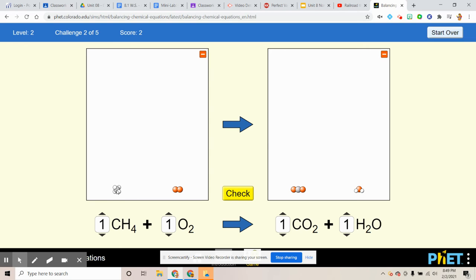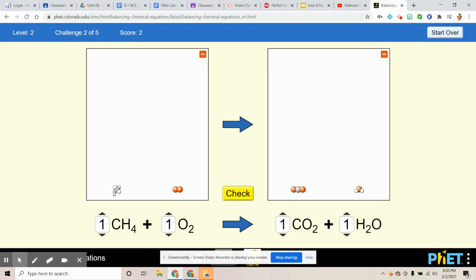So the one thing here is the C, the carbon. I have one carbon on this side, and I have one carbon on this side. So that's good. That's balanced. I have one, two, three, four hydrogens on this side, and I have one, two hydrogens on this side. That's not enough. Right? I have four over here and only two little white hydrogens over here. Something clearly got lost along the way.